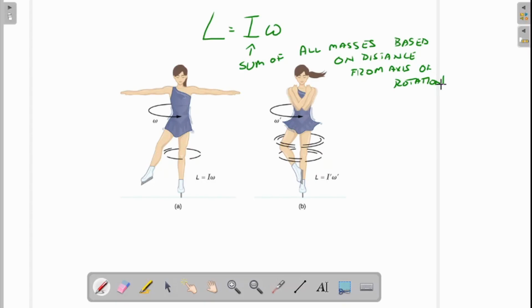So by having the arms out when you start spinning originally, you have a very large moment of inertia. But you can bring those arms in, decreasing the distance the mass is from the axis of rotation, decreasing the radius, decreasing that moment of inertia. And because the angular momentum is constant, as your moment of inertia goes down, your angular velocity has to go up to compensate. This idea, this tucking, is fundamental to figure skating, to diving, to any rolling motion.